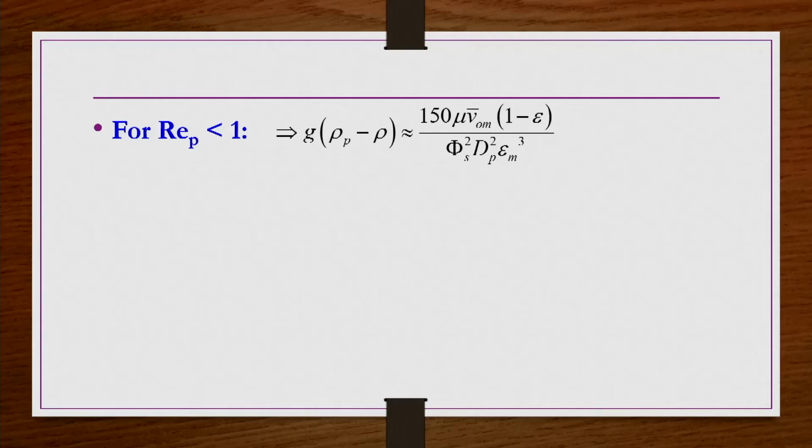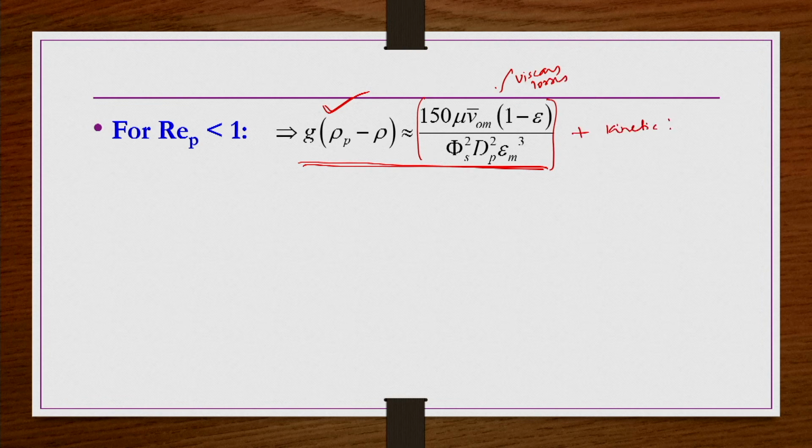So, for Re_p less than 1, in equation number 2, the previous equation, the left hand side is as it is. On the right hand side we are taking only the first term, which contributes to the viscous losses, because the kinetic losses term, the second term 1.75 etc., is so very small that it can be neglected compared to the viscous losses. So, we take only the first term.